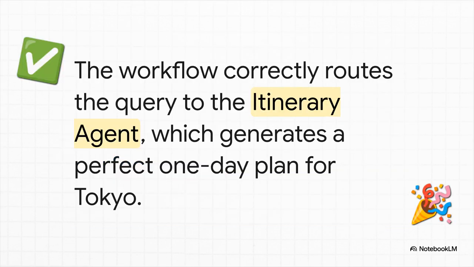And success! It worked. We can literally watch the request flow through the diagram we built. It hits the classifier, it gets correctly tagged as an itinerary request, and then, whoosh, it's sent to the itinerary agent, which generates this perfect, concise one-day plan for Tokyo.